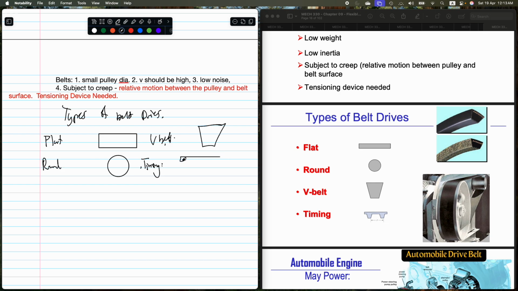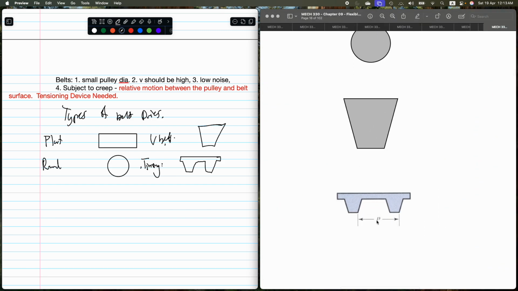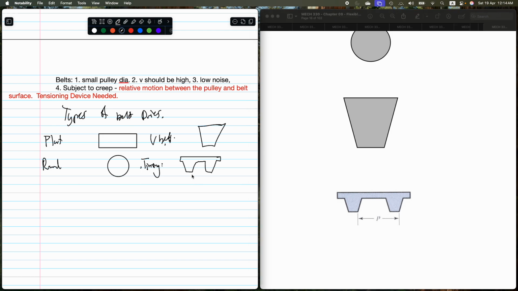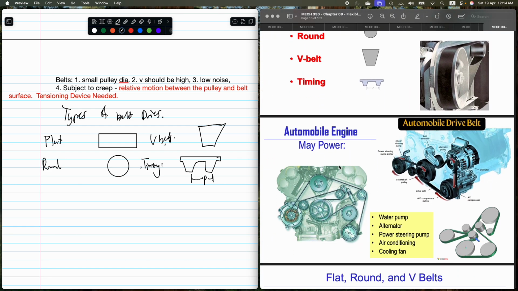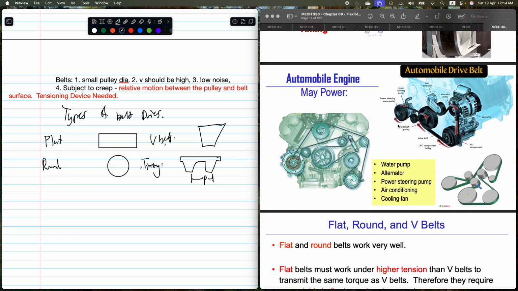Okay, this reminds me of, and then there's a little here. Let's just actually zoom in. What does it say here? P. So I'm guessing this is the pitch diameter or pitch radius. P to P. All right, cool. Then this is just an example of an automobile drive belt.